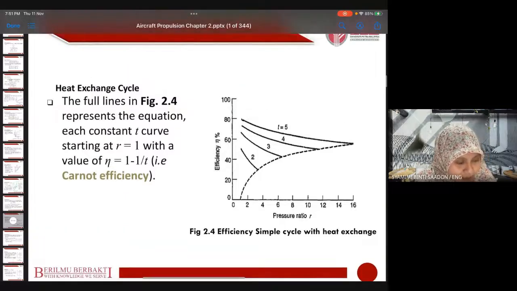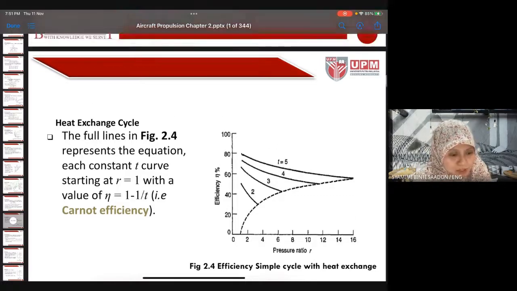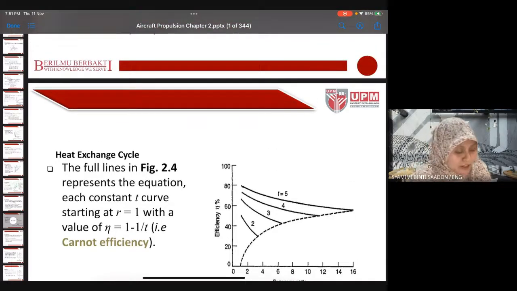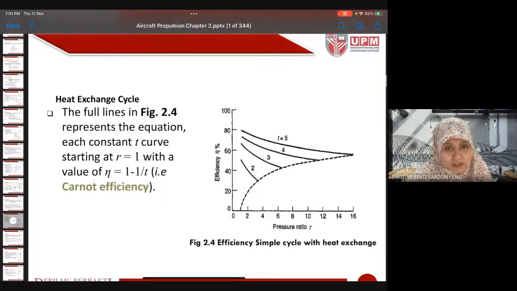Actually, we can sketch and simulate this graph by using what you have learned in computer programming, MATLAB or even Excel. In Excel, if we have all the values, we can generate the data, and then we just sketch the figure, so we can predict the performance of the engine.